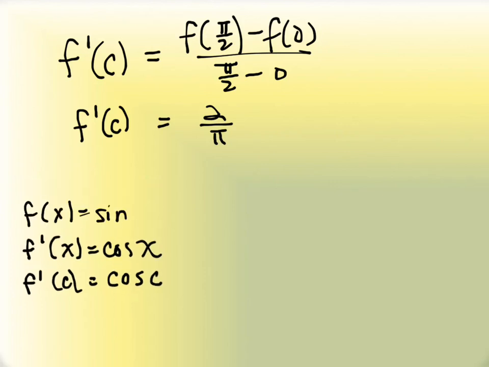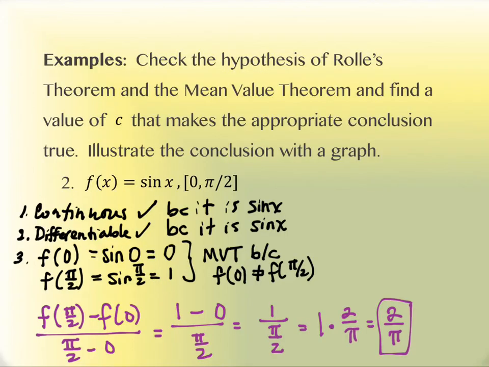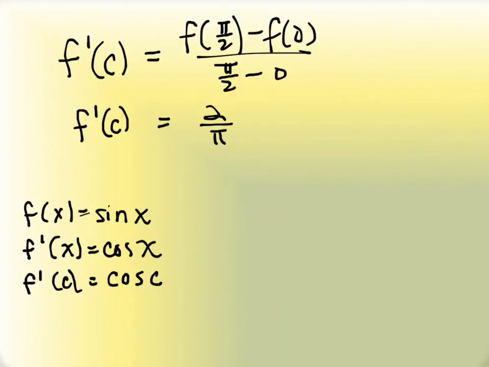Oh, okay. So over here on this page, I worked with the right-hand side of the equation. This is the right-hand side of that mean value theorem equation. And now I'm working with the left-hand side over here. So if I stick them together now, I have the left-hand side is going to be cosine of c. The right-hand side is the 2 over pi.